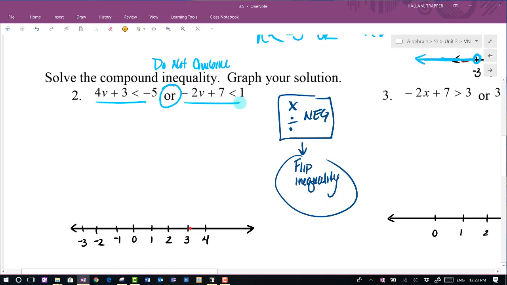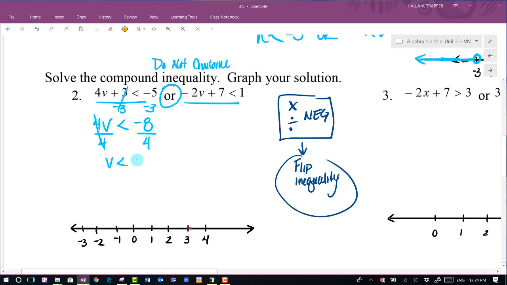We quite literally are going to solve both inequalities separately. So let's go ahead and start that process. If I'm looking to solve for v right here, I'm going to start by reverse order of operations, moving addition and subtraction first. So I'm going to subtract that 3. I'm left with 4v is less than -8, because those turn to 0. Again, no sign flipping. At this point, I'm going to solve for v by doing its inverse operation, dividing by 4 on both sides.